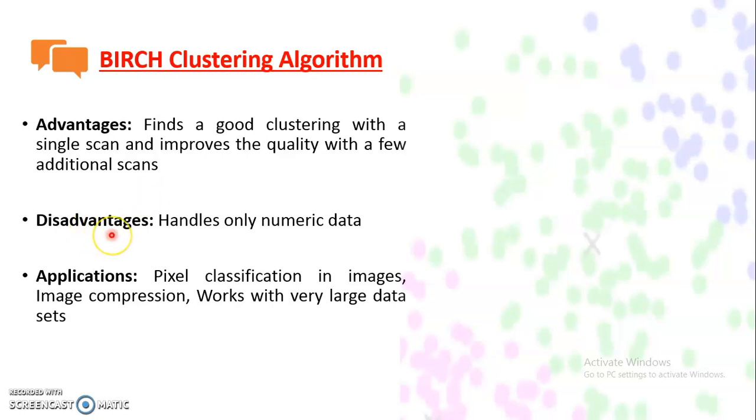The disadvantage is that it handles only numeric data, because we need to calculate the linear sum, squared sum and number of data objects. So we can apply the Birch algorithm only on numeric data. What's the application? In pixel classification, image compression, or if we need to work with a very large data set, then we can use the Birch clustering algorithm.